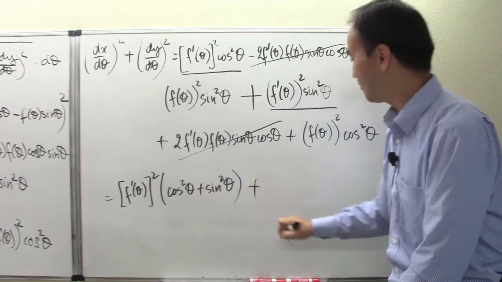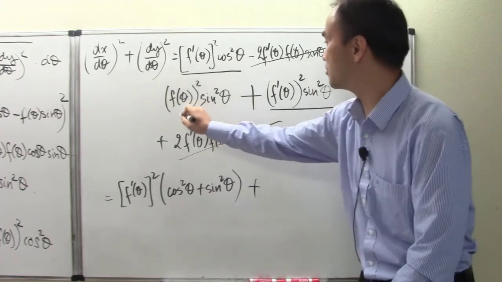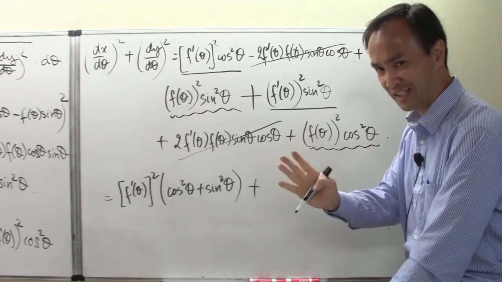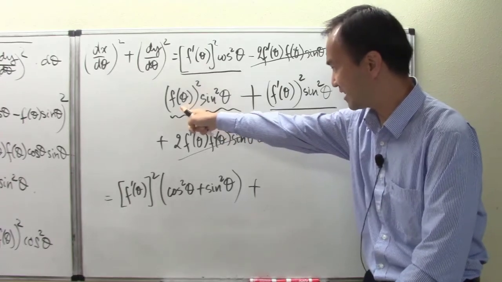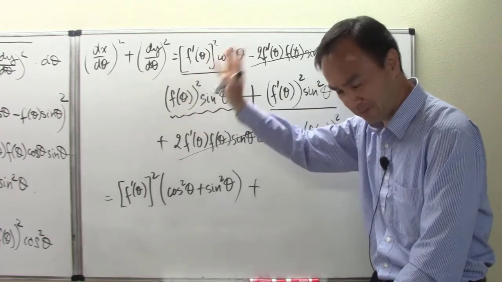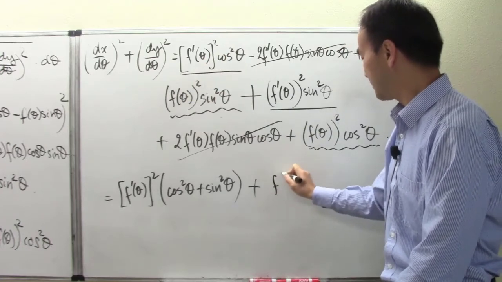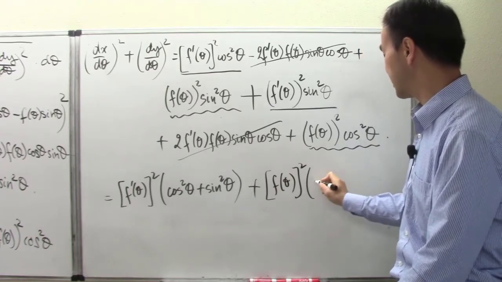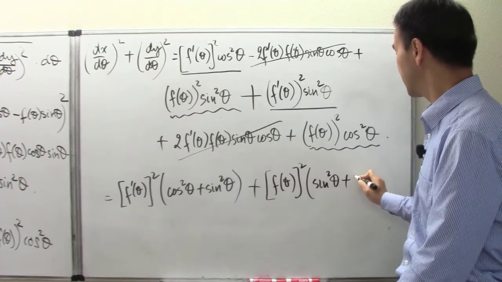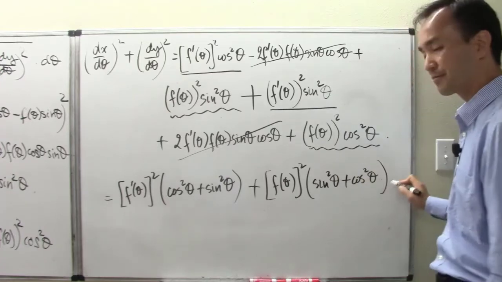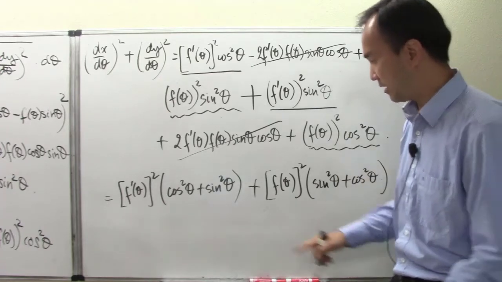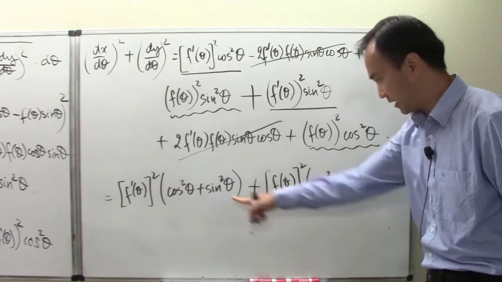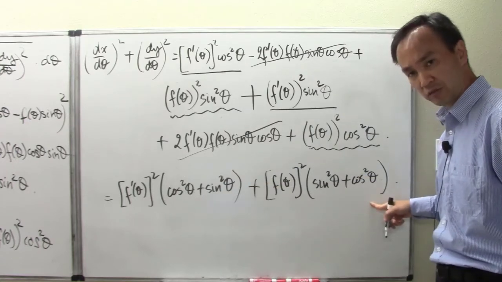The next ones I'm looking at are these two, and allow me to underline them with a squiggly line to indicate that they are like terms. Like terms in the sense that they both contain that f of theta squared, not f prime, f of theta squared. So f of theta squared can be factored out. Now what I have in parentheses is sine squared of theta plus cosine squared of theta. That sum is famously known in trigonometry to equal 1.